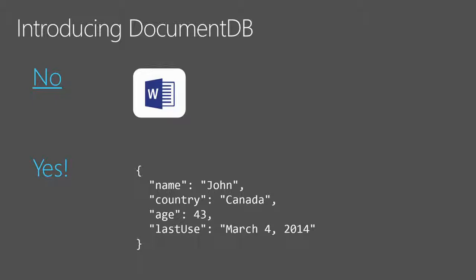So what do we accept? We accept JSON. We natively support JSON, which means when we're sending data over the wire, it's in JSON. When we store it, it's in JSON, and when we send it back, it's in JSON. Even our indexing is based off of JSON. So you can see a quick JSON document right there. You have the property name, John. You have the property country as Canada, and you have the property age as 43, and you have a property last use as March 4th, 2014.